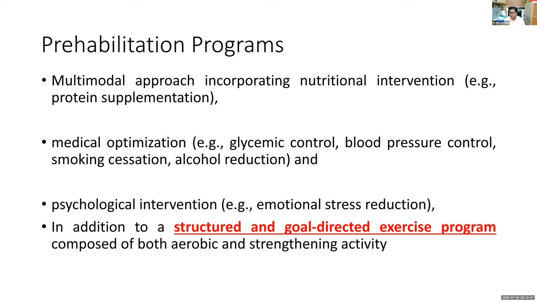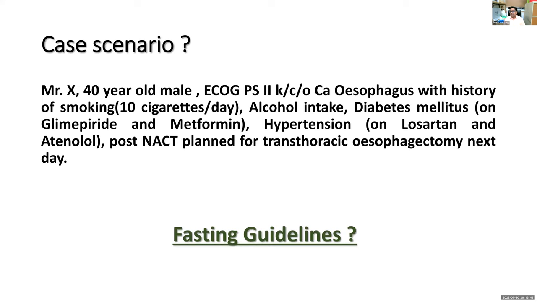It also includes a structured and goal-directed exercise program, because cancer patients, frail patients, have poor muscle efforts. They have less metabolism. The catabolic state is much higher. And these types of structured and goal-directed exercise programs, which include both aerobic and strengthening activities, improve the outcome of these patients.